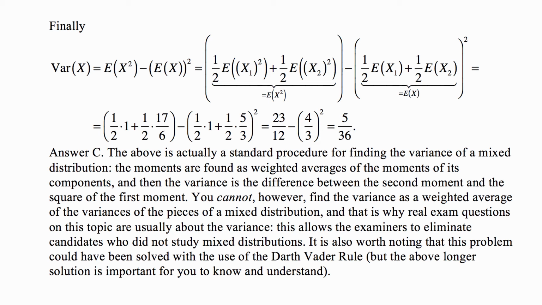Now, the above is actually a standard procedure for finding the variance of a mixed distribution. The moments are found as weighted averages of the moments of its components, and then the variance is the difference between the second moment and the square of the first moment. You cannot, however, find the variance as a weighted average of the variances of the pieces of a mixed distribution, and that is why real exam questions on this topic are usually about the variance. This allows the examiners to eliminate candidates who did not study mixed distributions.